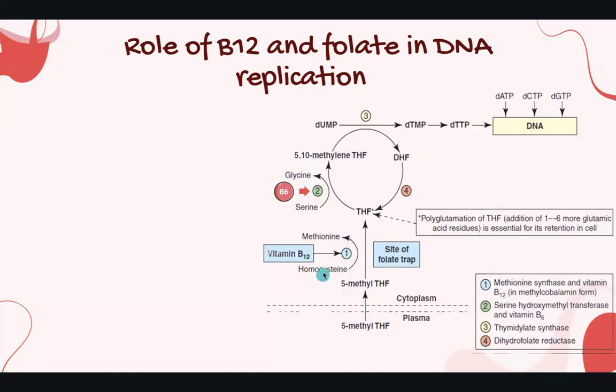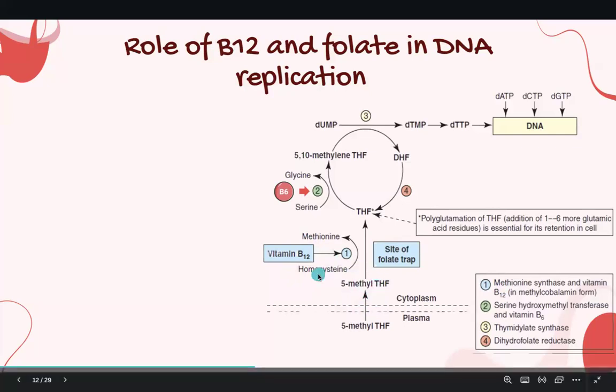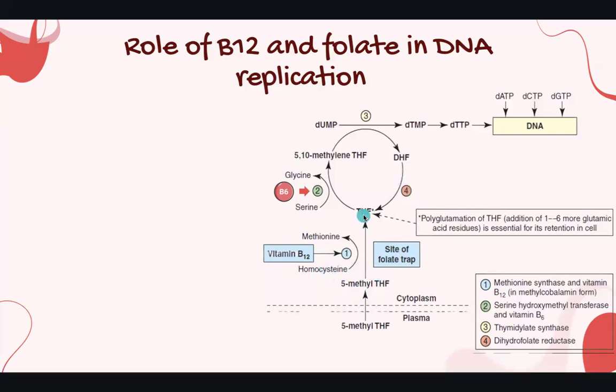Now, methionine synthase requires a cofactor, or help from another vitamin. This vitamin is vitamin B12. So vitamin B12 is the cofactor for methionine synthase, which takes the methyl group from 5-methyl tetrahydrofolate and gives it to homocysteine, giving you tetrahydrofolate, okay?